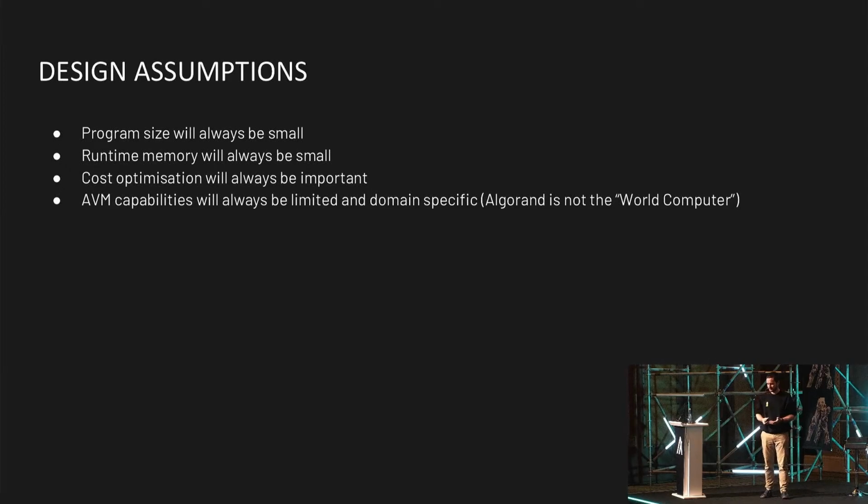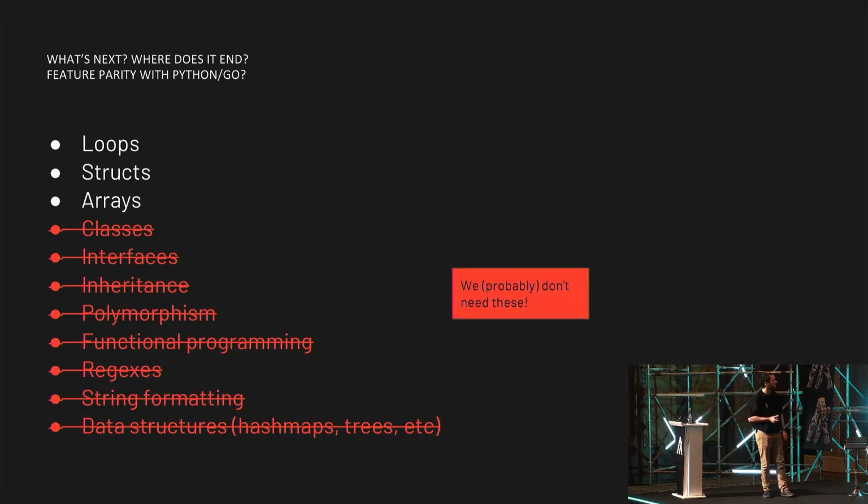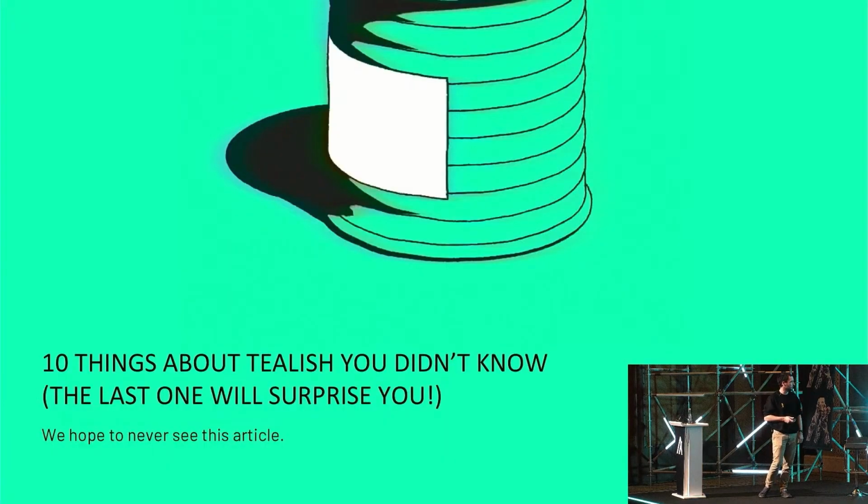It has a specific use case. So in our view, most of those possible features and features of other languages just are not appropriate for contracts on Algorand. We don't need them, probably. There are some stuff that we do need for sure, like loops and structs and arrays and more. But we want to keep it simple.